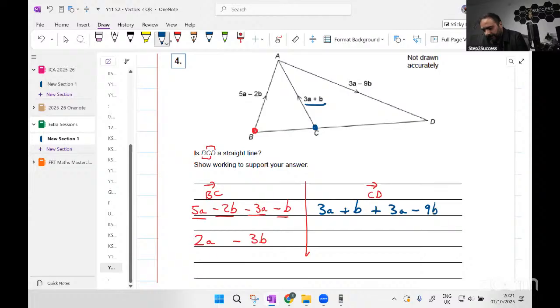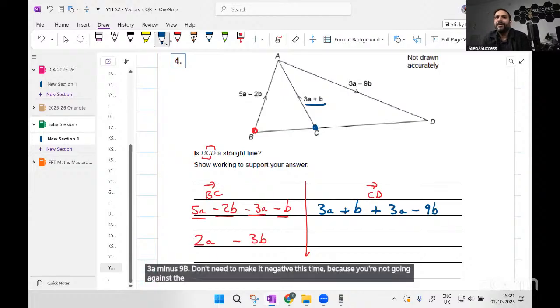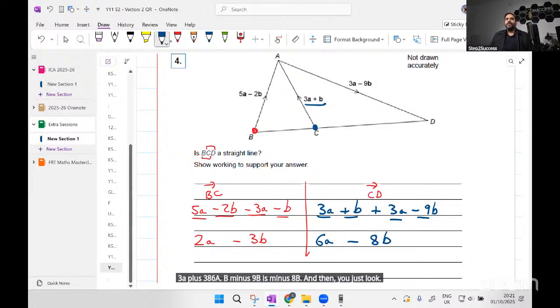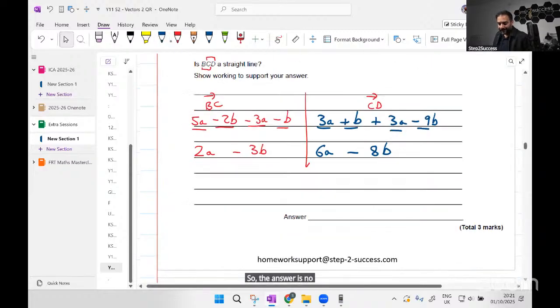Don't need to make it negative this time because you're not going against the arrow. What does that simplify to? 6a. 3a plus 3a is 6a. B minus 9b is minus 8b. And then you just look. So the answer is no to this question, but let me tell you why.